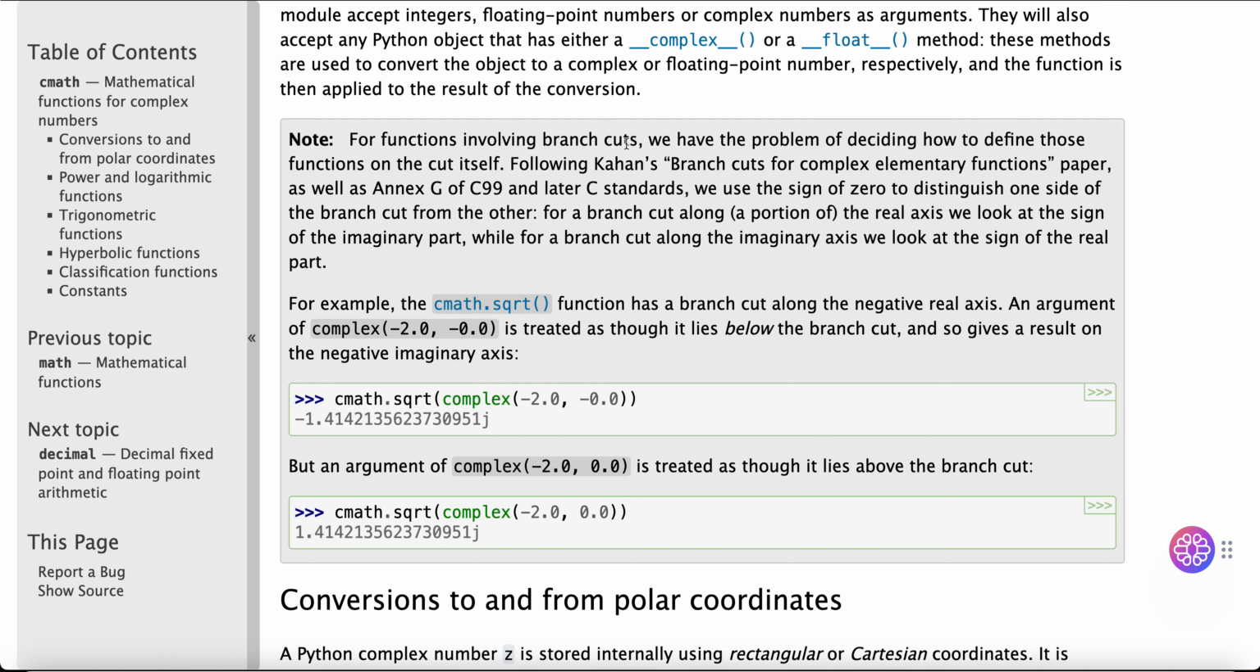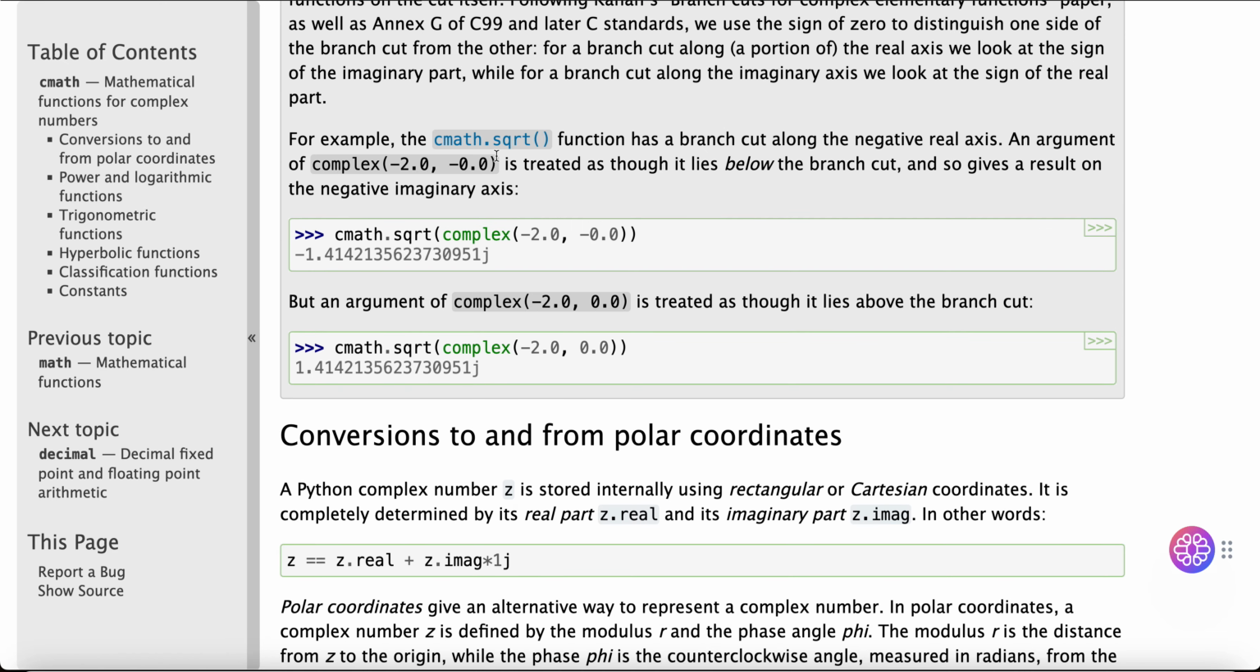For functions involving branch cuts, we have the problem of deciding how to define those functions on the cut itself. Following Kahan's "Branch cuts for complex elementary functions" paper, as well as Annex G of C99 and later C standards, we use the sign of 0 to distinguish one side of the branch cut from the other. For a branch cut along a portion of the real axis, we look at the sign of the imaginary part, while for a branch cut along the imaginary axis, we look at the sign of the real part.